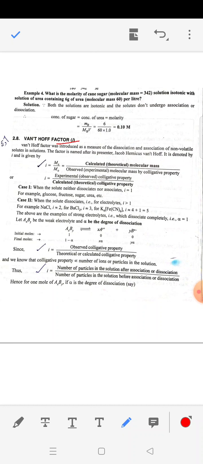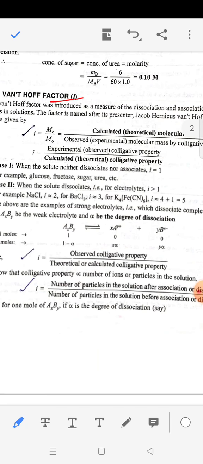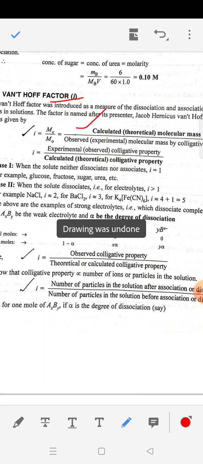Now there are three formulas used for calculating the Van't Hoff factor. You see, i is given as Mc by Mo. What do Mc and Mo stand for? Calculated molecular mass divided by observed molecular mass by colligative properties. So this is the expected value and this is the experimental value. If the solutes ionize in solution, then the two values will not be the same. So that's one of the methods by which you get i.